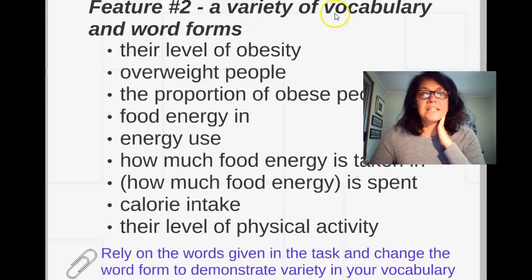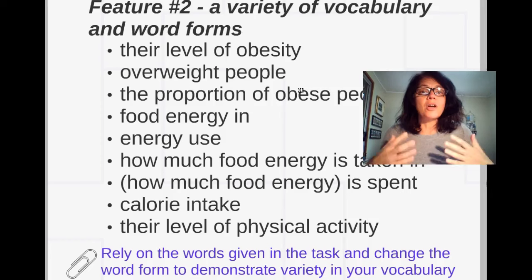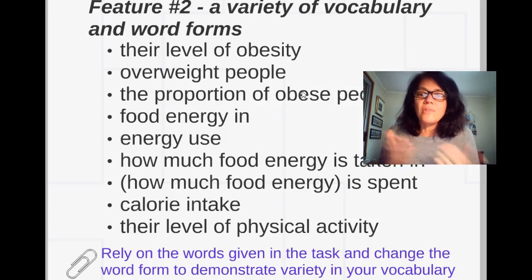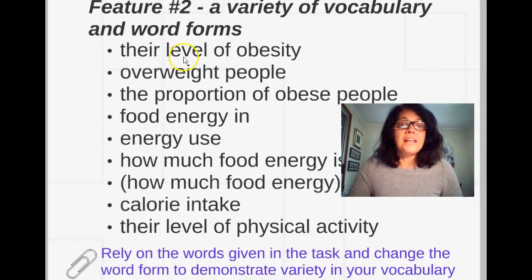The variety of vocabulary and word forms. Remember, the bar graph was about obese or overweight people, so you need to vary how you say this. For example, their level of obesity, or overweight people. People who are overweight. The proportion of obese people. Notice the different word forms.